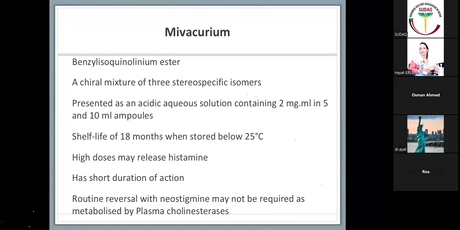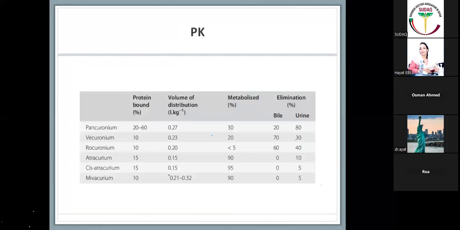So if you want to summarize the pharmacokinetics of those agents in terms of protein binding, volume of distribution, metabolism, and elimination, I just put this table. I will put all those references at the end of the presentation so you can go back to them if you need to revisit. But you can see we said that pancuronium protein binding is more than others.